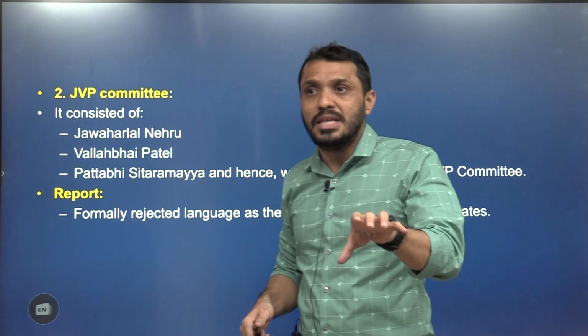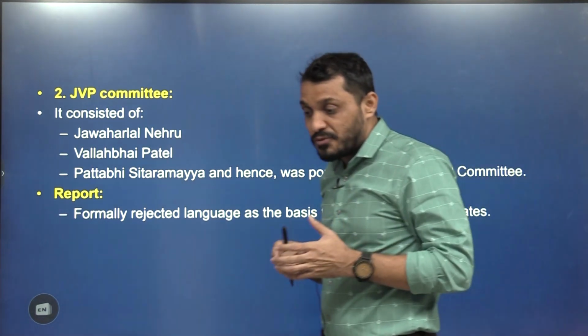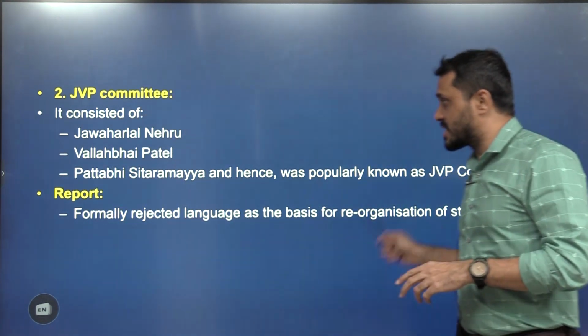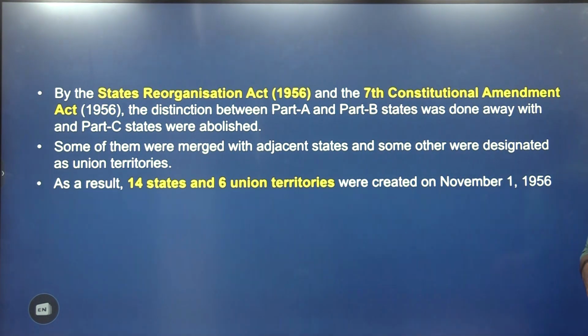The Government of India accepted their report, and the report was accepted by Parliament in the form of the State Reorganization Act 1956. The State Reorganization Act 1956 was approved, and it divided the entire India, no longer into categories A, B, C, D, but into 14 states and 6 UTs. This is the narration of how the states were formed in India.